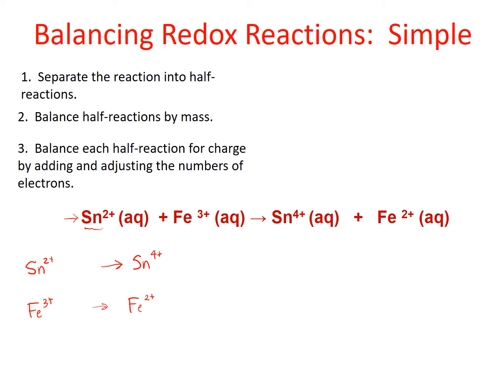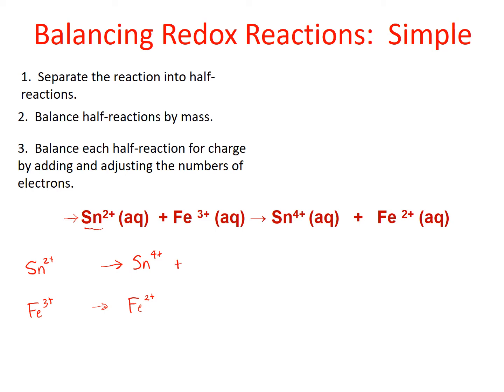In order to get them to be the same, the only thing I can do is add electrons. And since electrons are negatively charged, I am always going to add those electrons to the more positive side of the half reaction. So between +2 and +4, well, +4 is definitely more positive. So this is the side I'm going to add my electrons to.